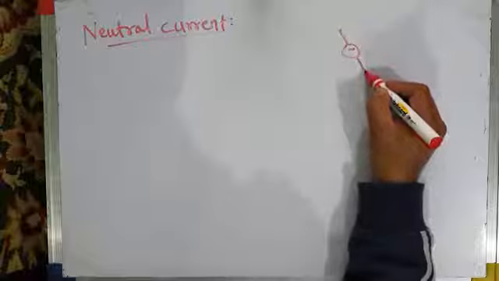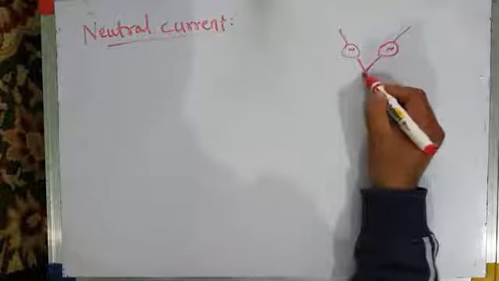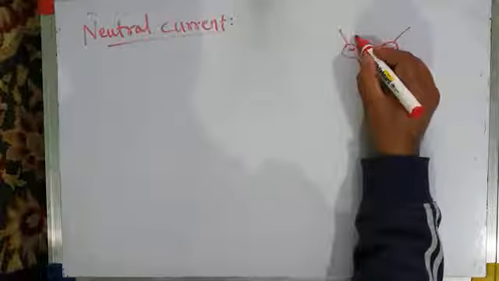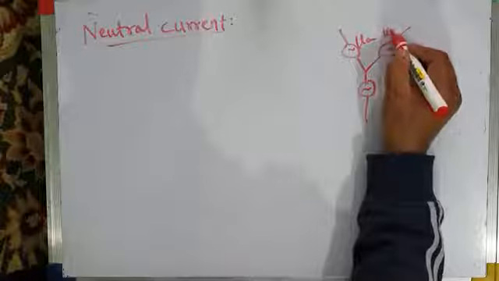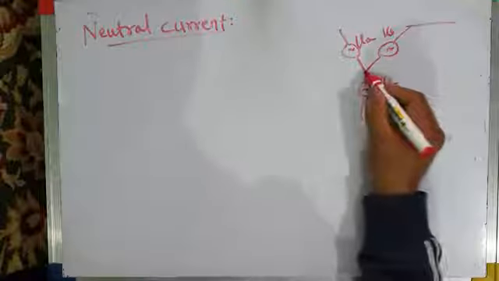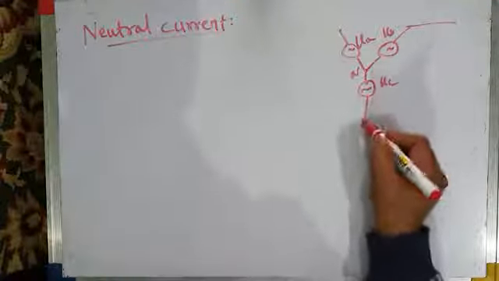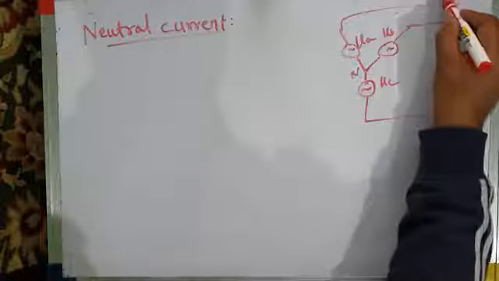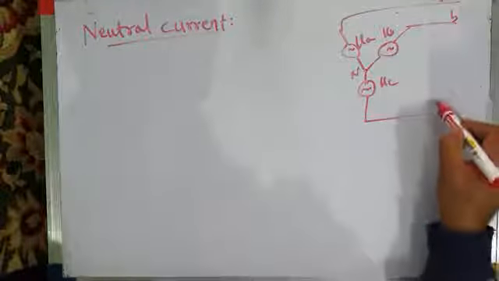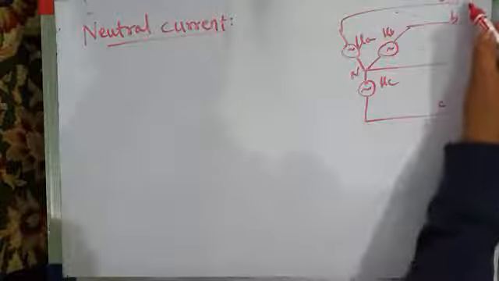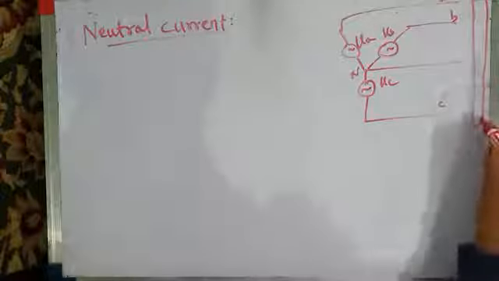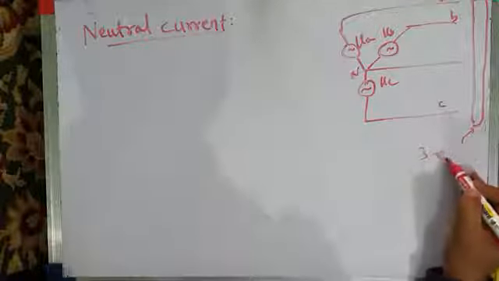You may have this type of system, a three-phase four-wire system. This is, say, VA, VB, and VC. It has got a neutral also. This is line A, this is line B, and this is line C, and neutral also. It is feeding, for example, a three-phase load. This is your three-phase load.